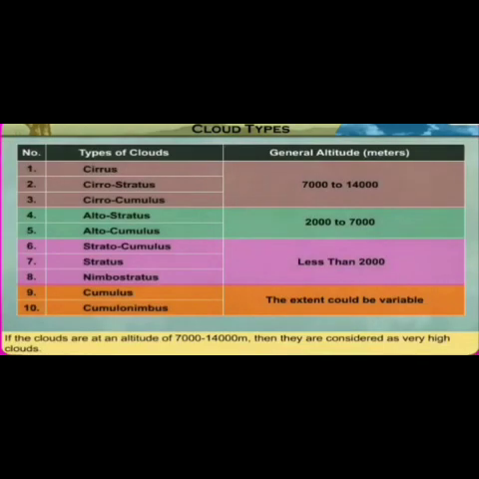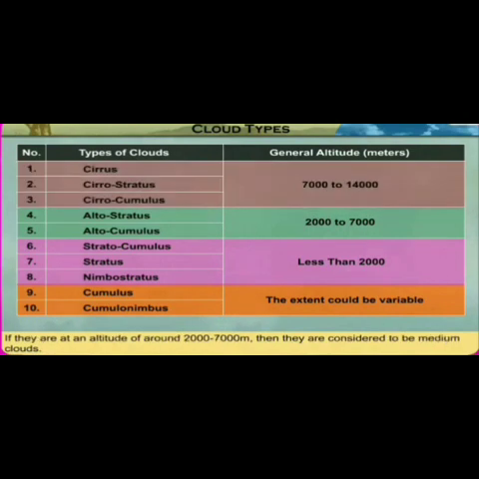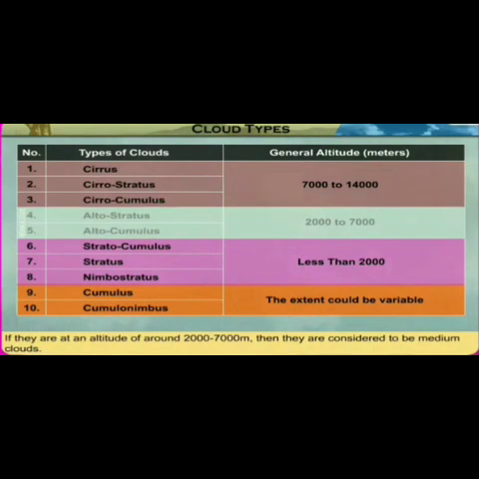Okay, children, our next topic is types of clouds. The clouds are mainly divided into three parts. How many parts? Three. And they are divided on the basis of height. You can see this: 7,000 to 14,000, that is one level; 2,000 to 7,000, that is second level; and less than 2,000, that is the third level. So clouds are divided into how many parts? Three parts. That is high clouds, medium clouds, and low clouds.